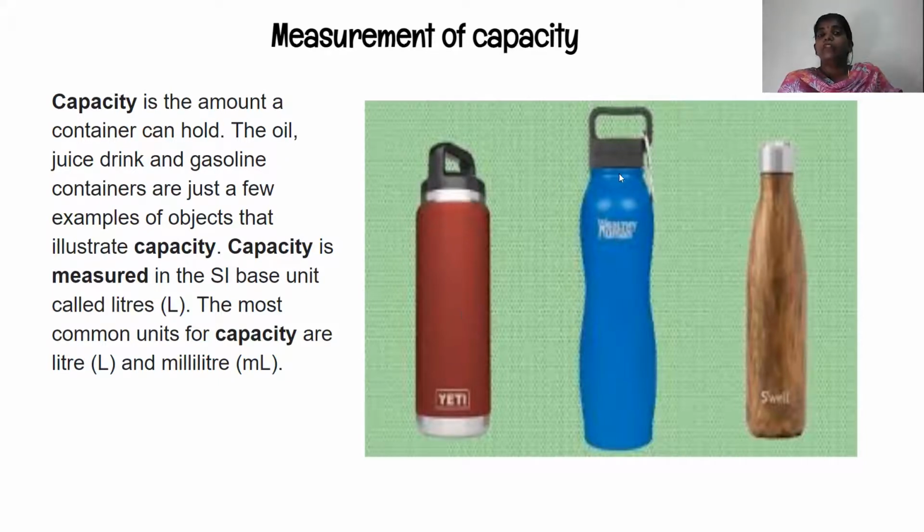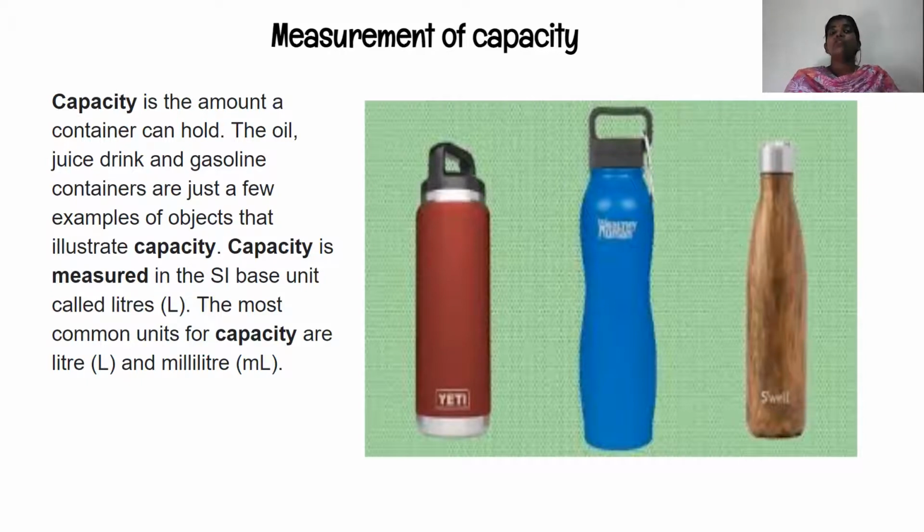Here it might be 1 liter, this might be 0.5 liters, and this might be 0.75 liters. So it differs. And here, capacity is measured. The basic unit of capacity is what? Likewise, we saw in mass. What is the basic unit for capacity? That is nothing but liters.